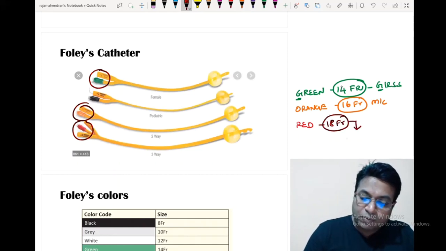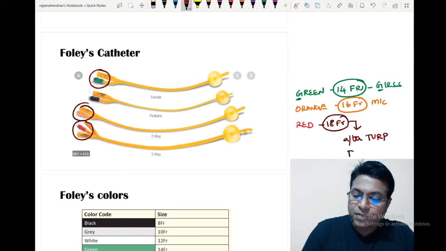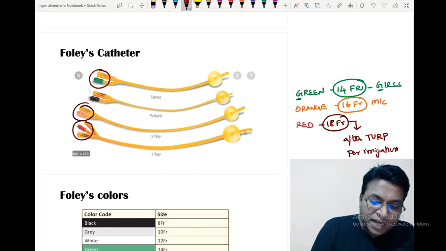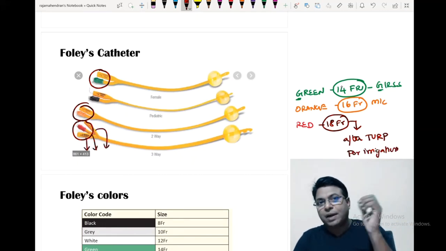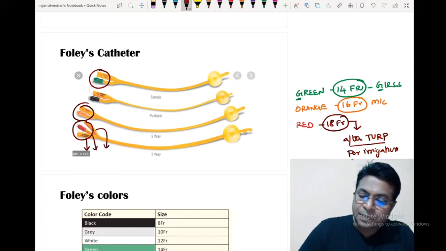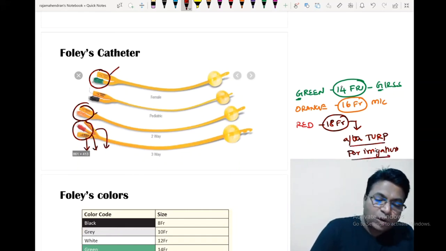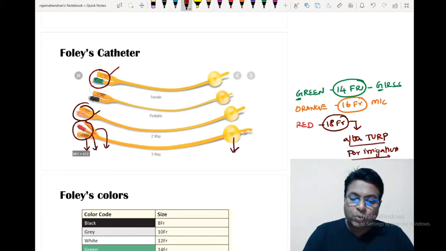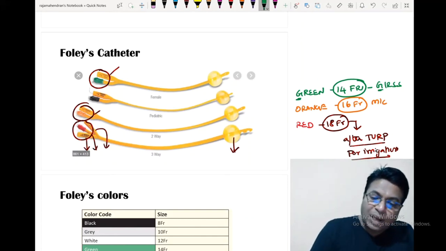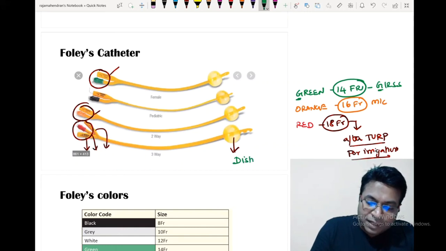It is used after TURP, transurethral resection of prostate, for irrigation purpose. Since it is used for irrigation purpose, you can see 3 lumens. 1, 2, 3. 3 lumens are there for irrigation purpose. Otherwise, we will have only 2 lumens. One is for inflating the balloon. So, how will you inflate this balloon? The balloon is inflated with the help of distilled water only.